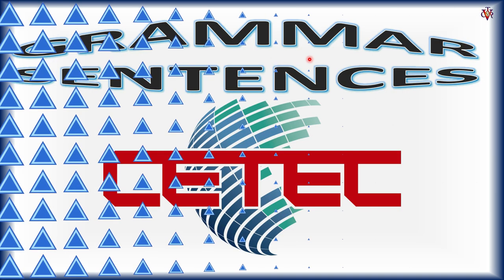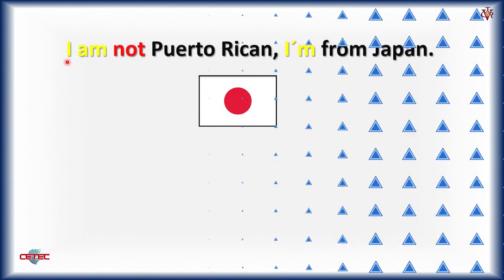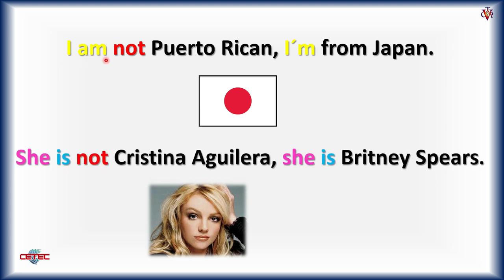Now, let's check the grammar sentences. Let's read. I am not Puerto Rican. I am from Japan. This is Japan's flag. She, it's a girl. She is not Christina Aguilera. She is Britney Spears. Now, here we have the first sentence negative and our second sentence positive.